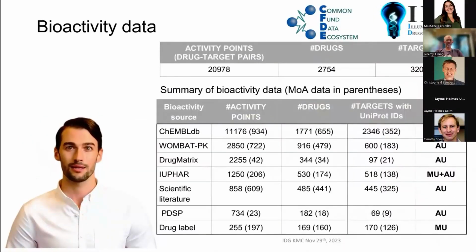This slide presents a summary of bioactivity data in DrugCentral from various sources, showcasing the number of activity points, drugs, and targets. The total activity points amount to 20,978, covering 2,754 drugs and 3,205 targets. The data sources include ChEMBL, WOMBAT-PK, Drug Matrix, IUPHAR, scientific literature, PDSP, and drug labels, with mechanisms of action data provided in parentheses.